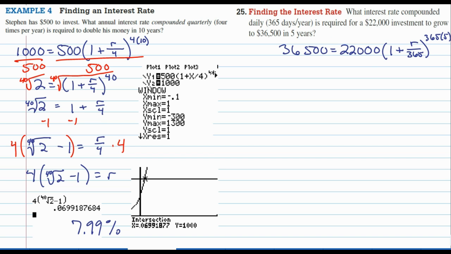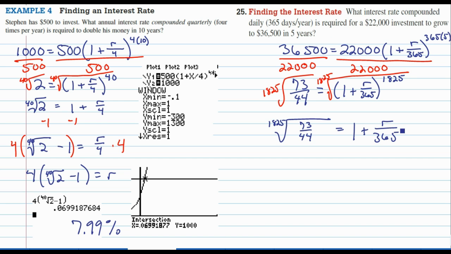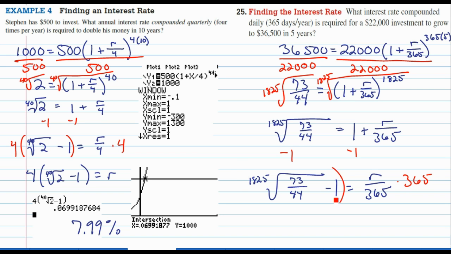Yikes. All right, so I'm going to divide both sides by 22,000. So I get 73/44, with a little help from my calculator, equals 1 plus R over 365 to the 1,825th power. Again, a little help from my calculator. So I need to take the 1,825th root of both sides, then subtract 1, and multiply both sides in their entirety by 365.